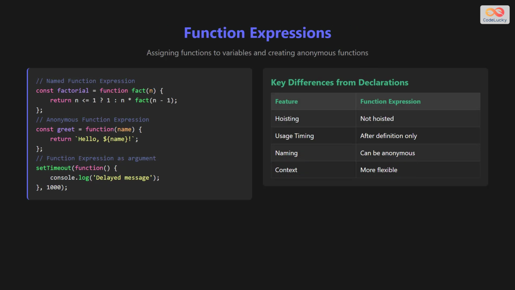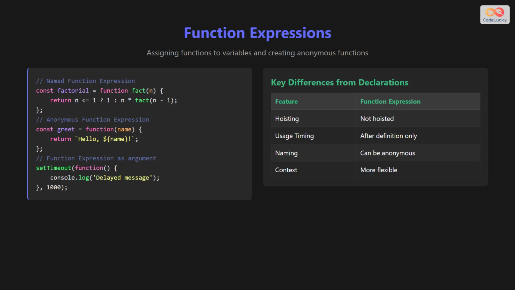Function expressions involve assigning a function to a variable. These functions can be named or anonymous and are not hoisted like function declarations. Function expressions are defined at the point of assignment and are executed in the order the code is read. There are two types of function expressions.